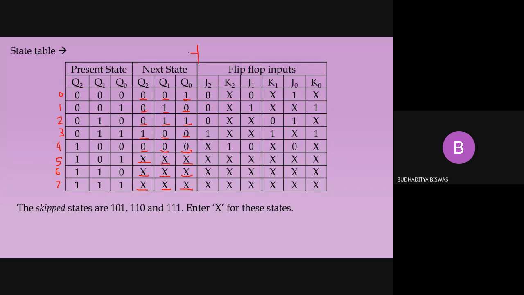Up to this one, how we filled this. Is it clear? Yes, sir. So the next state must be filled up from the state diagram. That's why the state diagram is very important. You don't need to remember anything. From the state diagram, it is clearly mentioned that if the present state is X, then what will be the next state.